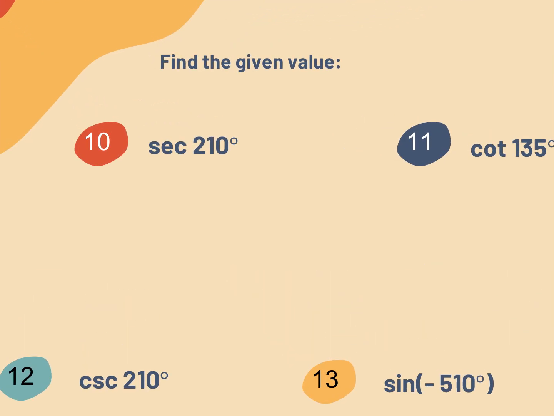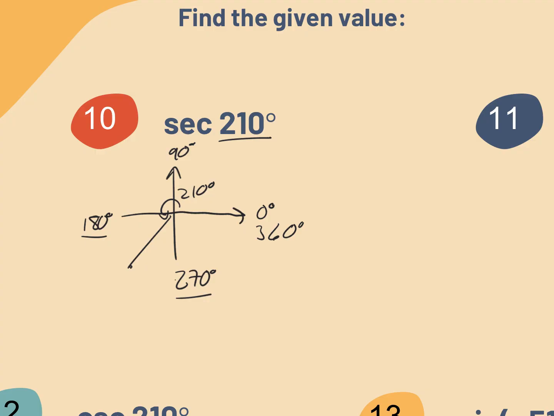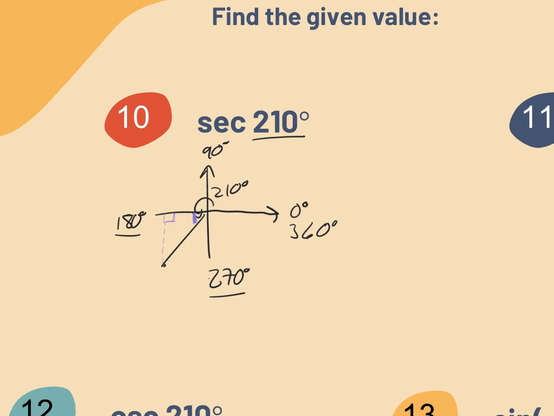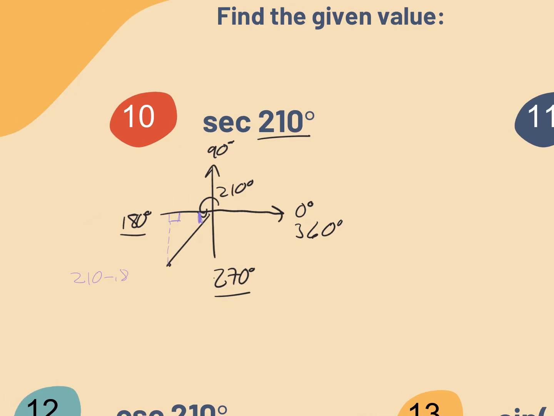All right, so I want to find secant of 210. Once again, I would draw it. Always, always draw it. I know that this is 0, 90, 180, 270, and then 360. Right, 210 is going to be between 180 and 270, so I'm going to draw that somewhere right here. And I'm going to say that this right here is 210. And then to find a reference angle, I can draw a little right triangle right here. To find this little angle, all I have to do is 210 minus 180, and that's going to get you 30 degrees right here.